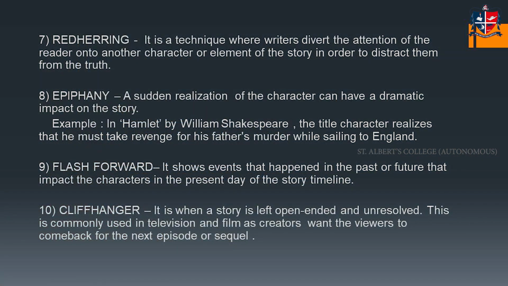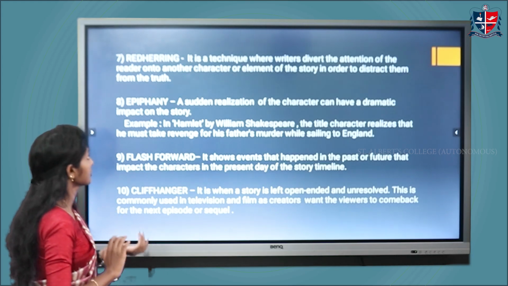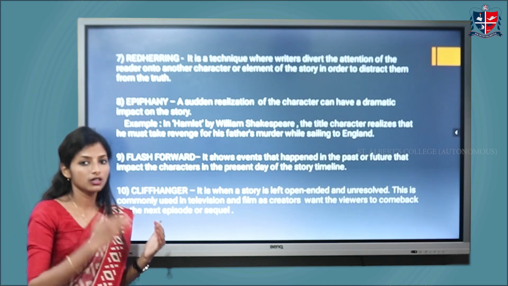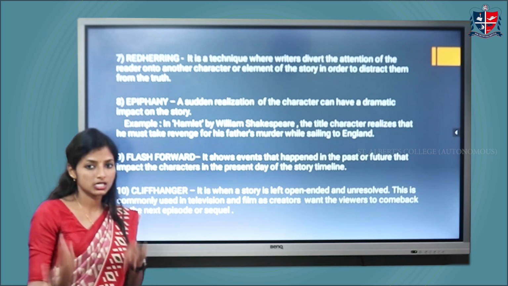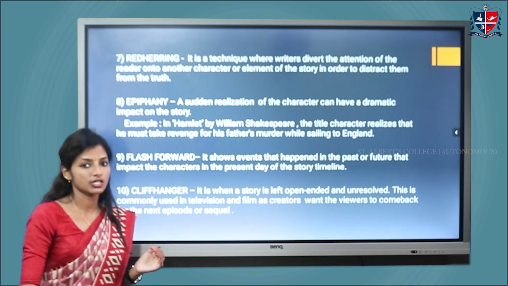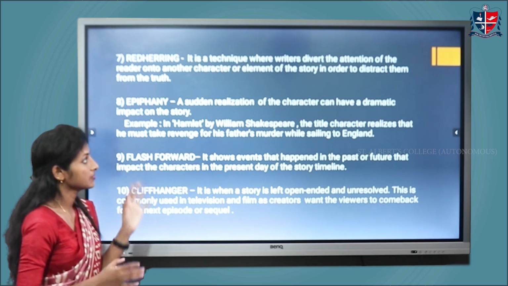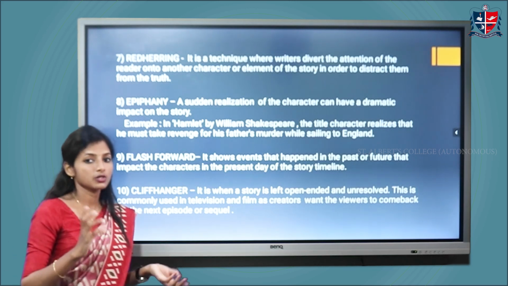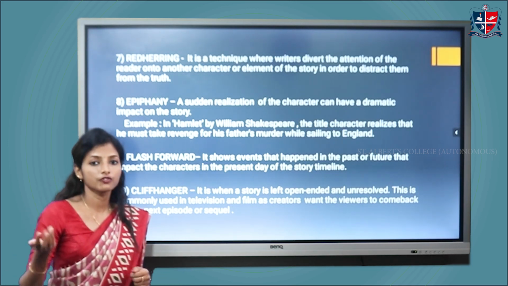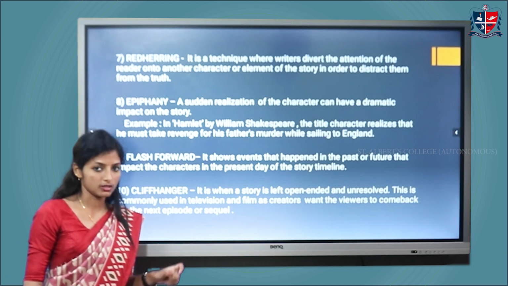All right. Next is red herring. It is a technique where writers divert the attention of the reader onto another character or element of the story in order to distract from the truth. When a story is happening, the writers, in order to distract a particular character from the truth, divert the attention of the readers by introducing something else, or the characters begin a conversation with some other topic so that the truth is not revealed to that particular character. That is called what?